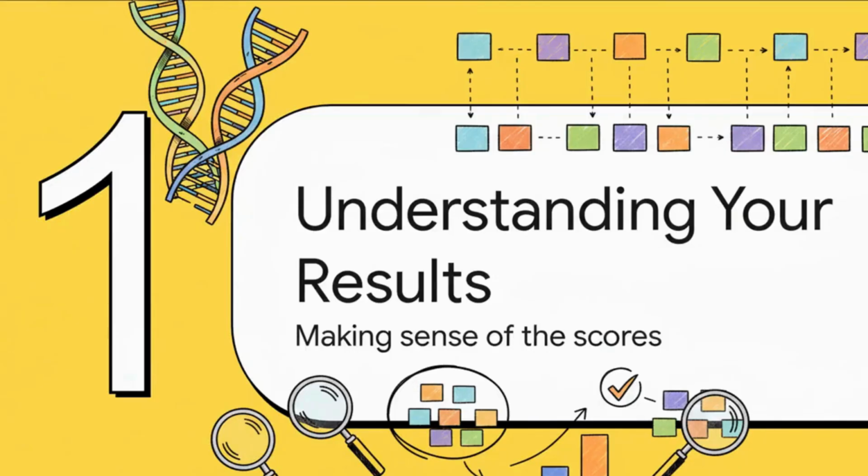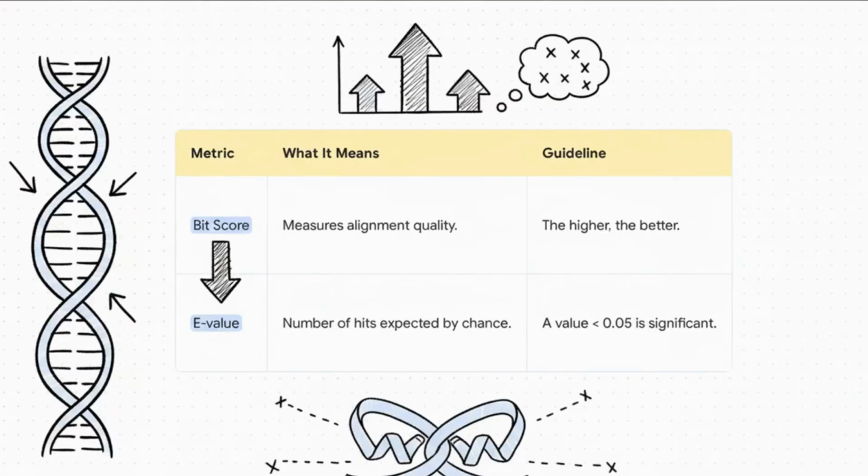Okay, so BLAST ran its search and it found some matches. But how do you tell what's a meaningful biological connection versus what's just random noise? Let's take a look at how you actually make sense of the results. When you're looking at your results, you really want to focus on 2 key numbers. First is the bit score. It's a score that measures how good the alignment is. The rule is simple. Higher is better.